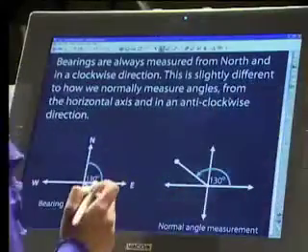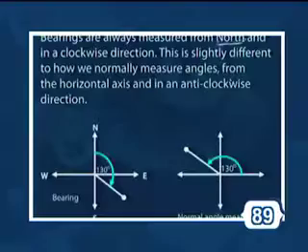The last section we are going to look at in trigonometry is bearings and problem solving. Now the big difference between a bearing and a normal angle is the direction and the manner in which it is measured. So a bearing is always measured from the north and in a clockwise direction.